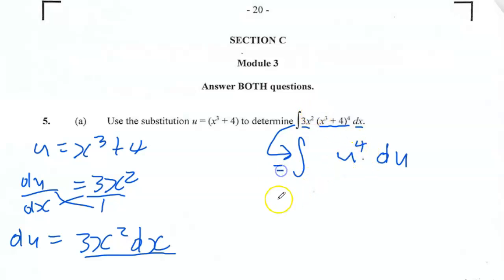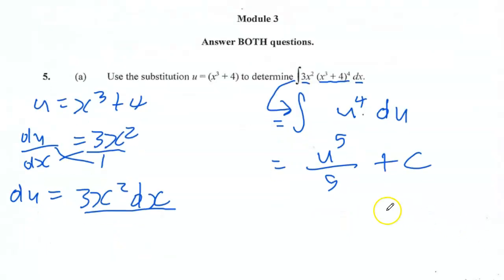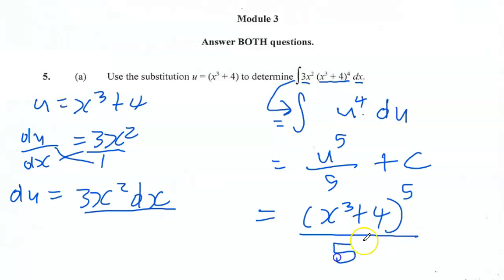Alright, continuing. Let's integrate. Integration: add 1 to the power, divide by the new power, plus c. So integrating u to the power of 4, we get u to the power of 5 divided by 5. And we can simply replace now. Remember, what's u? x cubed plus 4. So u replaced with (x cubed plus 4) to the power of 5 upon 5, plus c. You put the plus c because it's an indefinite integral, meaning there are no limits.